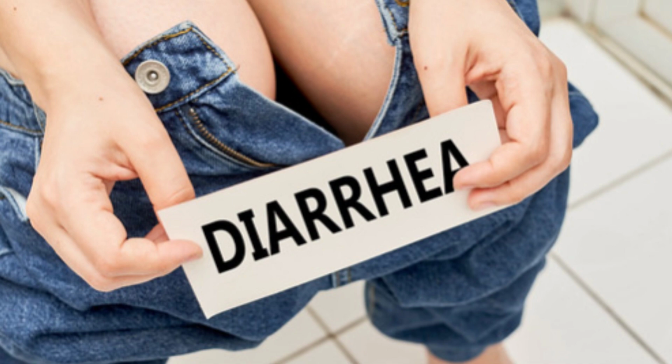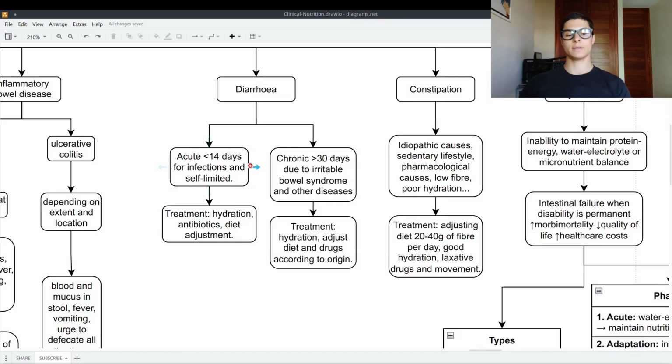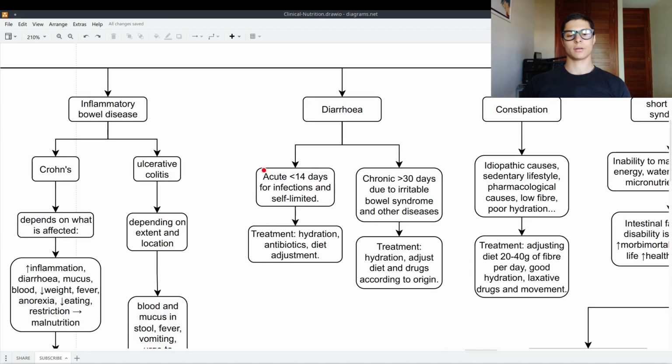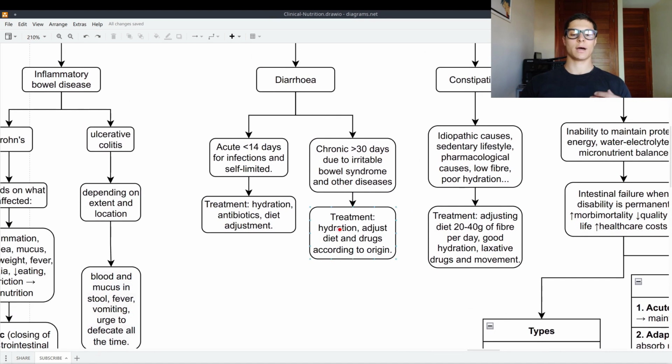Diarrhea, acute, when it lasts less than 14 days. For infections and self-limited. The treatment, hydration, antibiotics and diet adjustments. Indeed, it's self-limited, you should really just hydrate yourself. Chronic, more than 30 days due to irritable bowel syndrome and other diseases. So these two can create diarrhea, of course. Treatment, hydration and just the diet, and drugs according to the region of it.